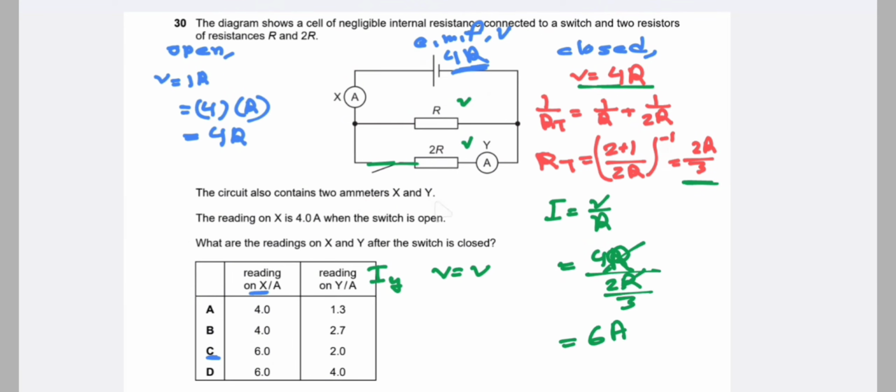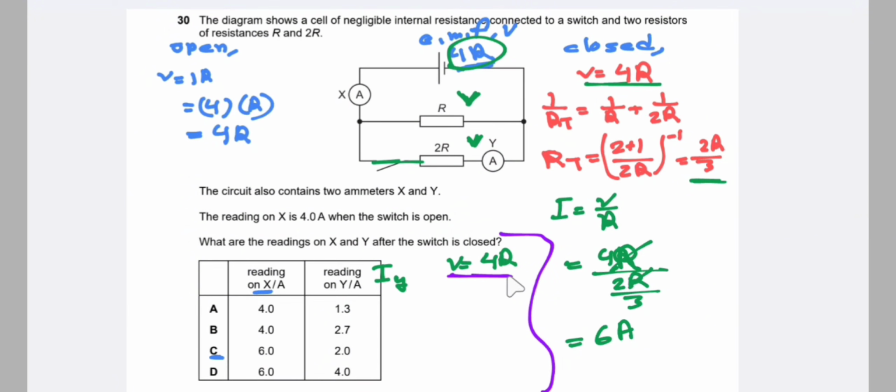So we can equate voltage to voltage, that is V equal to IR. Or instead of just comparing, we know the total voltage value. The voltage across this combination is 4 volt, 4R. Because the voltage in a parallel combination is the same, for this resistor the voltage is 4R, and for this resistor the voltage is also 4R.